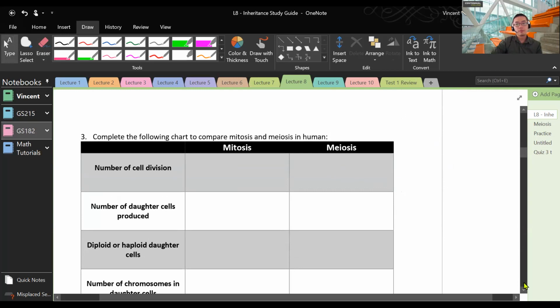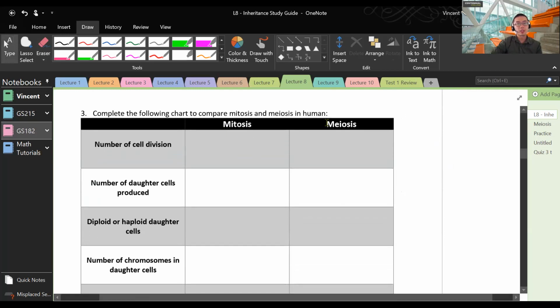Complete the following chart related to the difference between mitosis and meiosis. Number of divisions in mitosis, 1. Number of divisions in meiosis, 2. Number of daughter cells in mitosis, 2. And for meiosis, it's 4 sperms in males and 1 egg, or ovum, in female, plus up to 3 polar bodies.